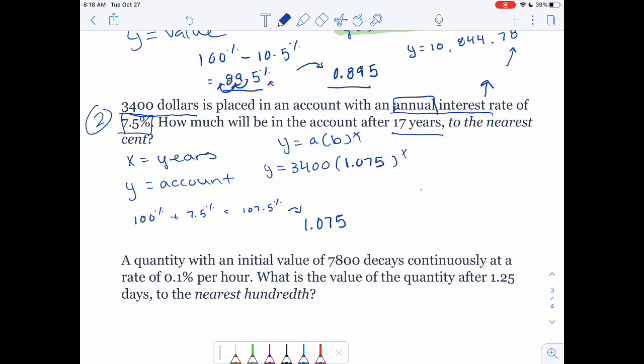Remember, the account value is increasing, so our B needs to be greater than 1. That's why for these growth equations, you'll end up with a B value greater than 1. Now, if I want to figure out how much the account is worth after 17 years, I'm going to plug a 17 in for X, put it in the calculator, and I see after 17 years, there's now $11,625.80 in the account.